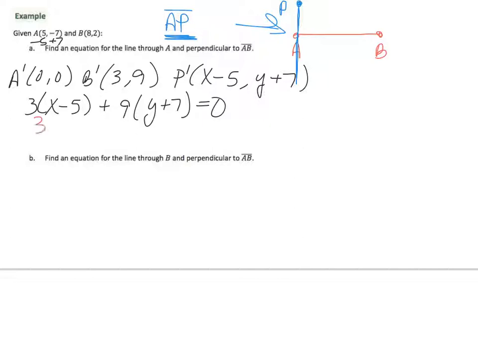Okay, distribute. 3x minus 15 plus 9y plus 63 equals 0. Collect your constants. 3x plus 9y. My constants are negative 15 and positive 63. That gives me 48. Okay, 3x. I'm going to subtract 48 from both sides.